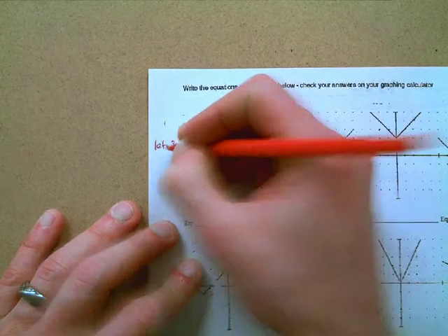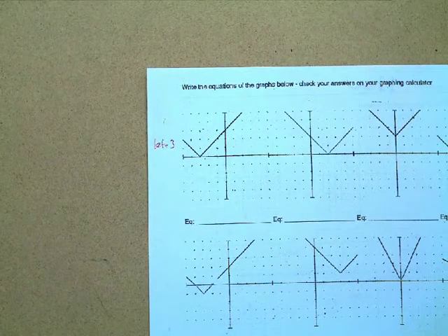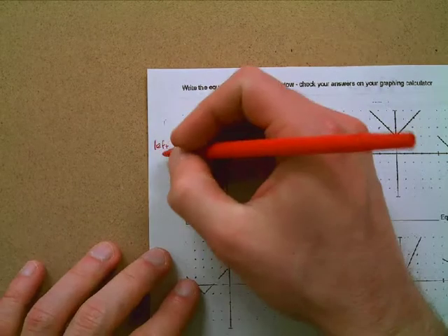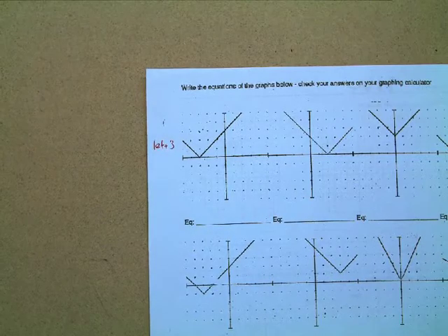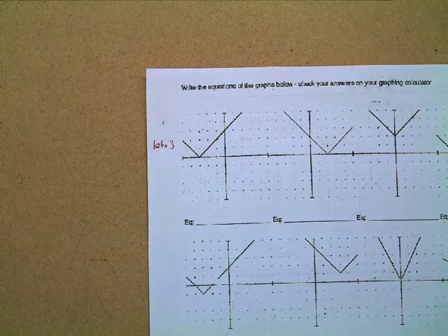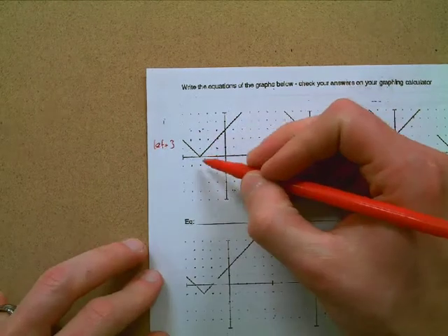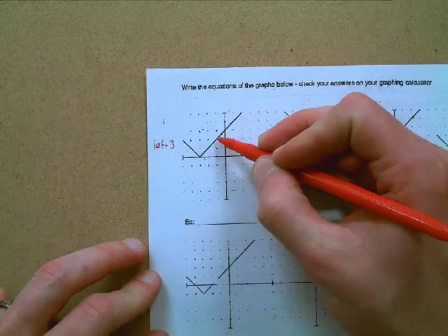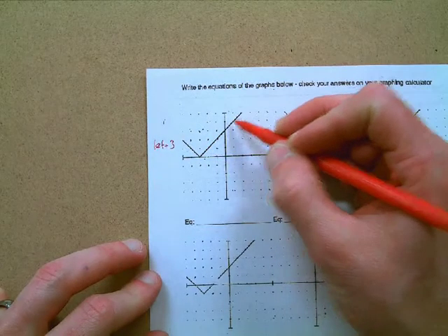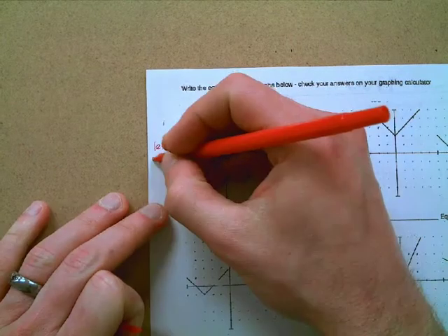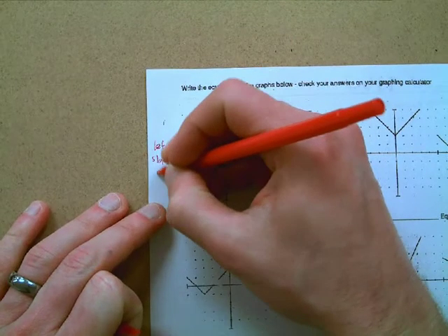Is it shifted up or down at all? Nope. So it's not up or down at all. Is there an A value here? Like, what is our slope here, would you say? I'd say it's 1, right? If you want to count it, we can kind of see up 1, right 1. That's about right. Up 1, right 1. Okay, so it looks like our slope is 1. So that means A is 1.